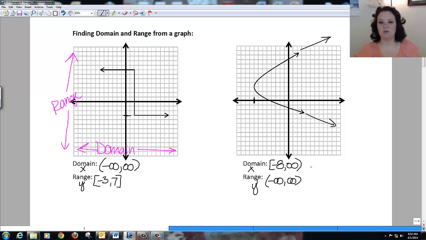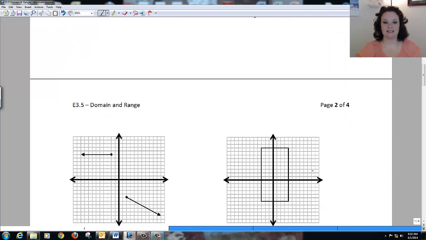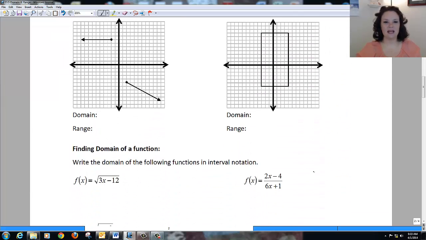Okay, let's look at a couple more. This next one has gaps. Don't let the gaps scare you. Okay. Domain, again, remember, is our x, so left to right. So if I look to the left, notice this line up here in the second quadrant is going to keep going to the left. So negative infinity is how far I can go to the left.